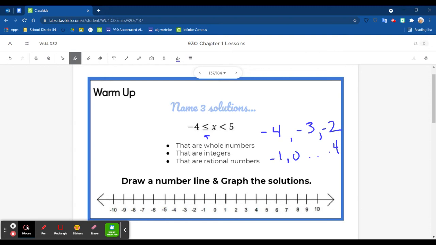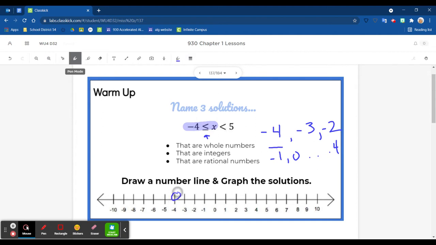To graph this, we're going to graph just like normal, except our graph is going to stop. It's not going to continue on like with our other problems. So let's start with graphing -4 is less than or equal to x. We could also say x is greater than or equal to -4, right? So I did say that -4 could be a solution because it is equal to.